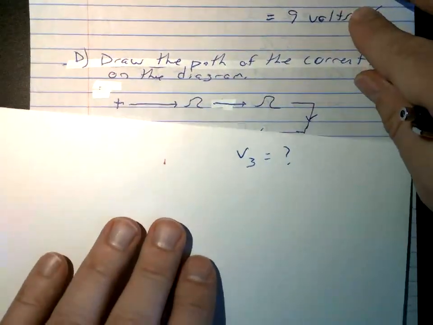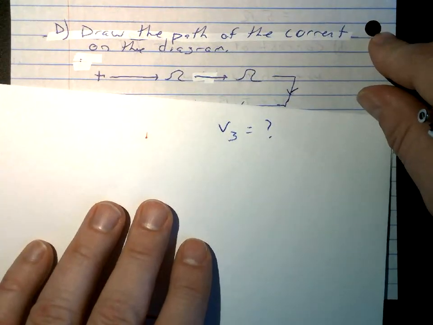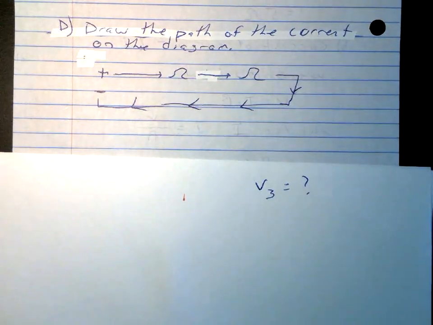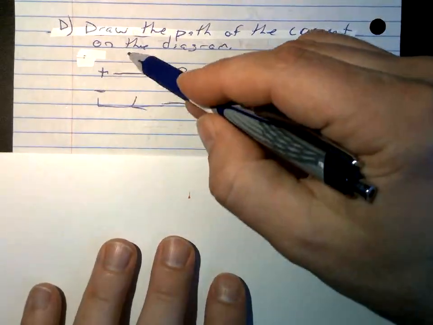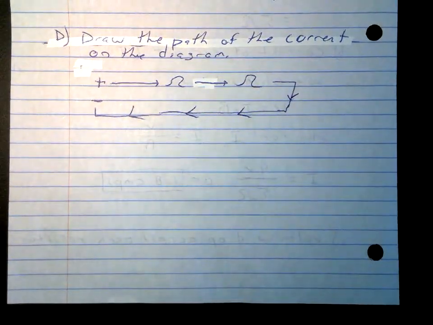Okay, let's say you wanted to draw the path of the current in the diagram. Usually it goes from positive to negative. Okay, it usually goes from positive to negative, so it kind of goes in this fashion. Okay, so I hope that made a little bit more sense.